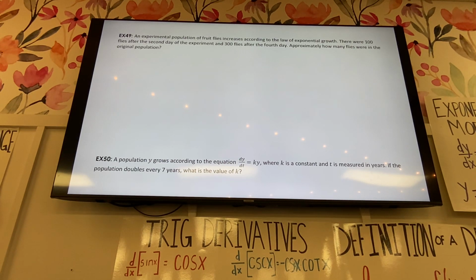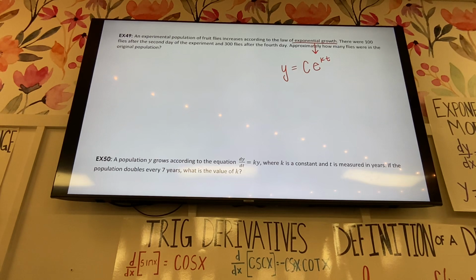49: an experimental population of fruit flies increases according to the law of exponential growth. So right there is telling me that that's my special exponential growth model, y equals Ce^(kt). There were 100 flies after the second day of the experiment, 300 flies after the fourth day. Approximately how many flies were in the original population?